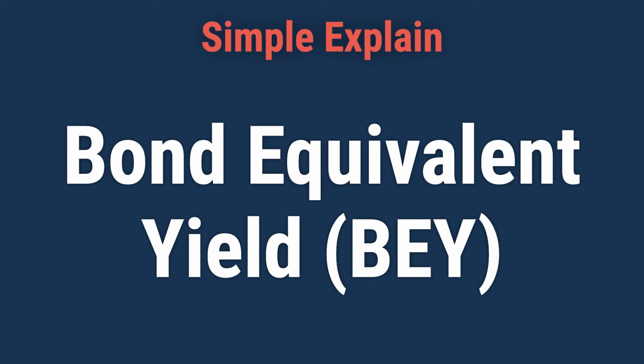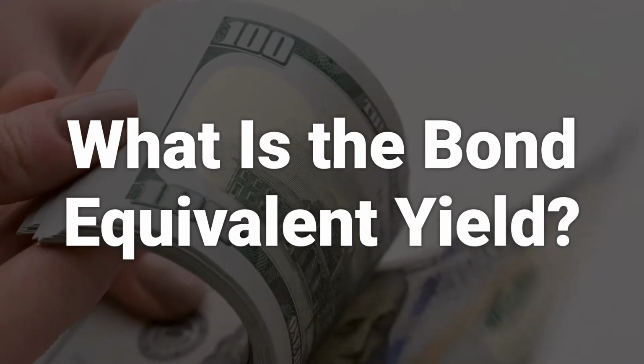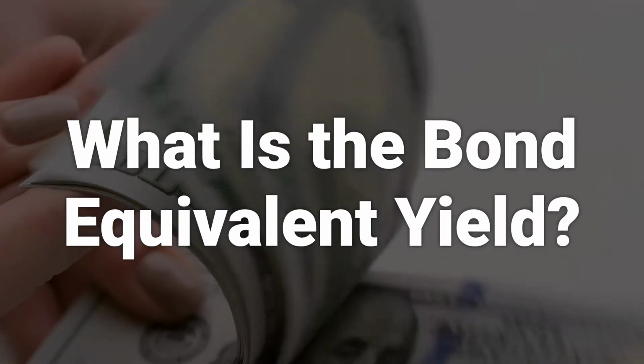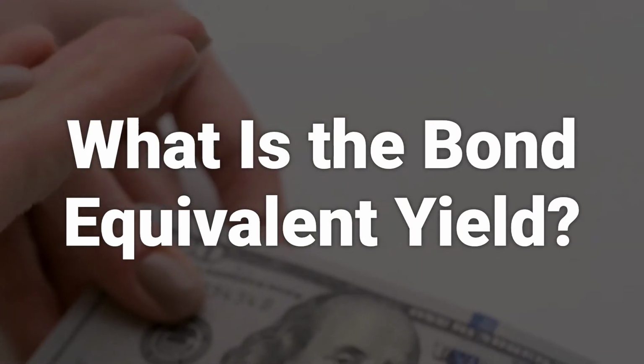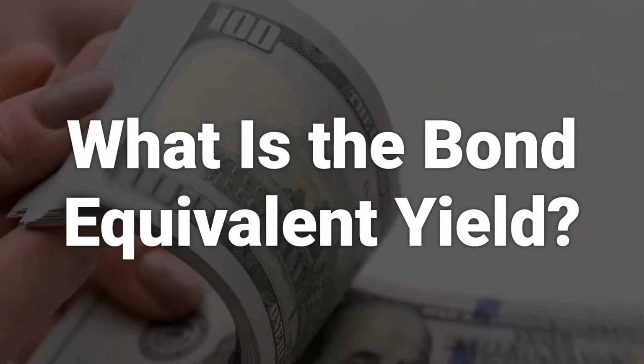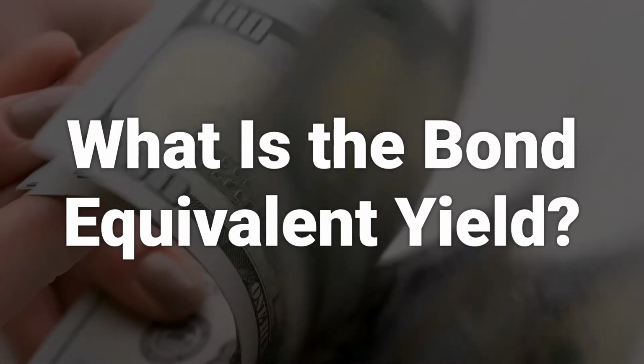Today, we will talk about bond equivalent yield, BEY. Bond equivalent yield is a metric that allows investors to calculate the annual percentage yield for fixed-income securities, even if they are discounted short-term plays that only pay out on a monthly, quarterly, or semi-annual basis.